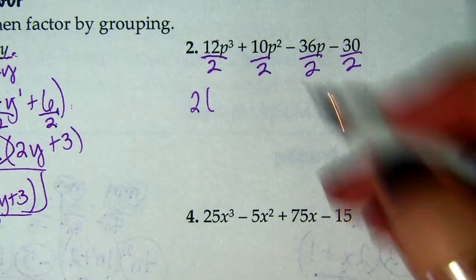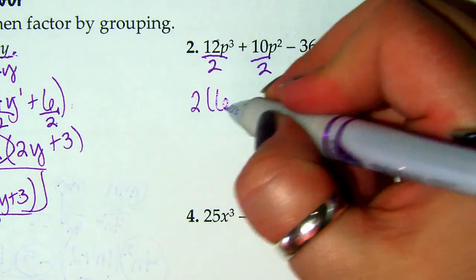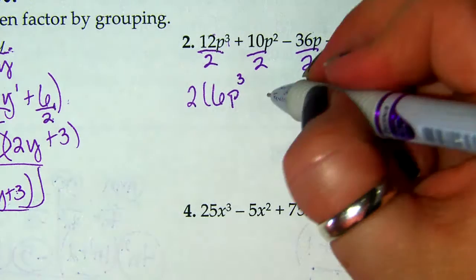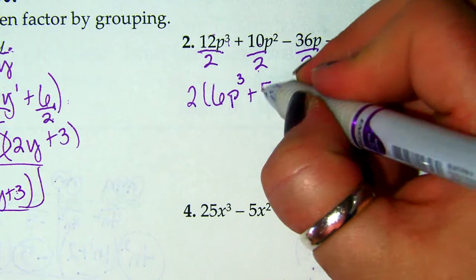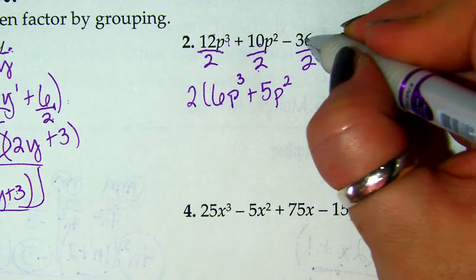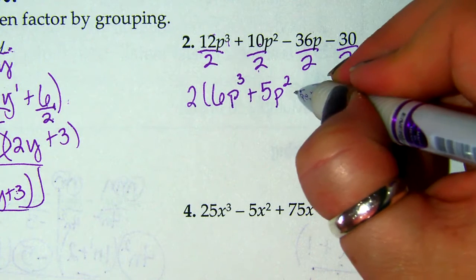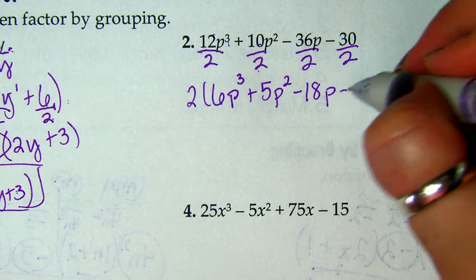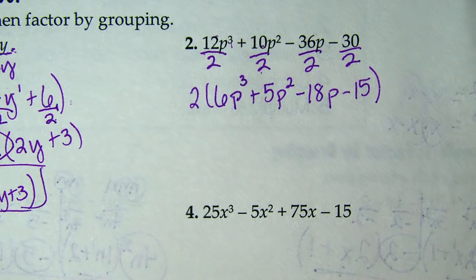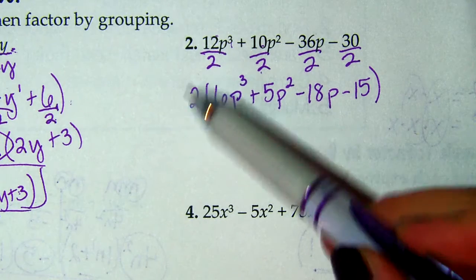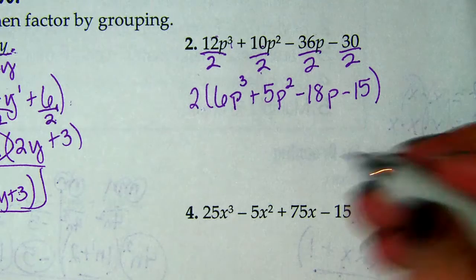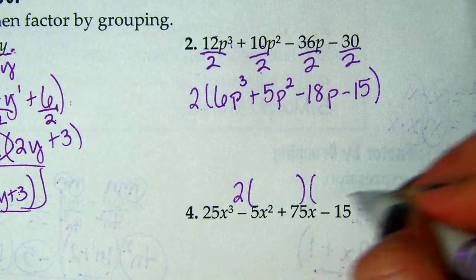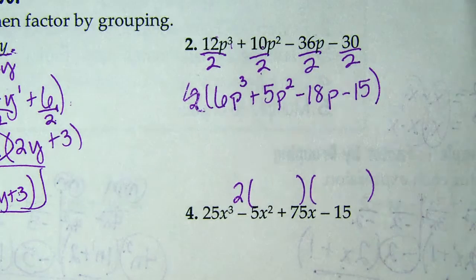So 12 divided by 2 is 6. The p's are all going to stay the same because I'm not dividing by a p. 10 divided by 2 is 5. Negative 36 divided by 2, negative 18. And negative 30 divided by 2 is negative 15. So again, this just goes in front of my answer. If you want to go ahead and set that up, that way you don't forget about it, that's what I like to do. And then you can just ignore that it's there.